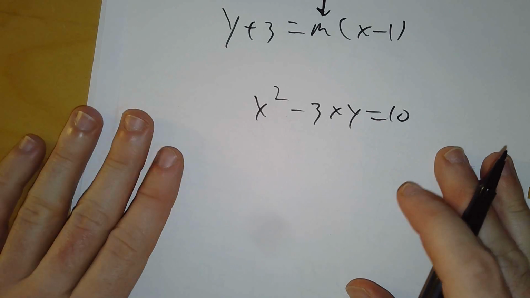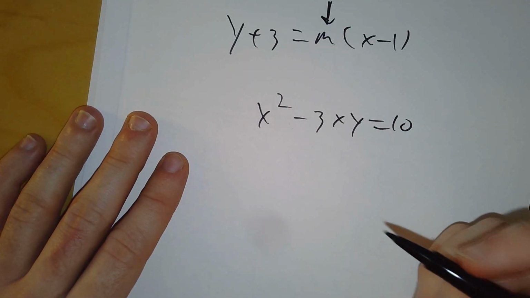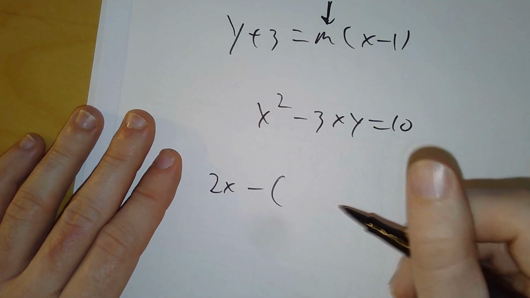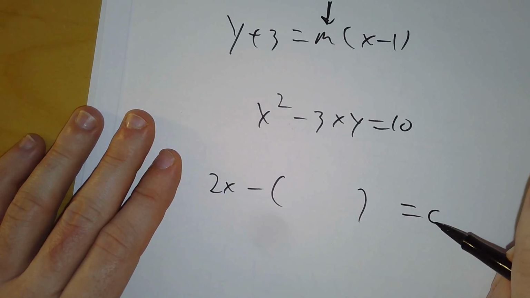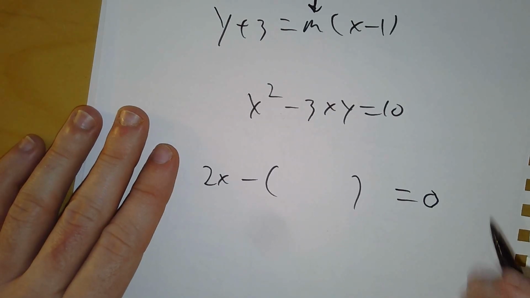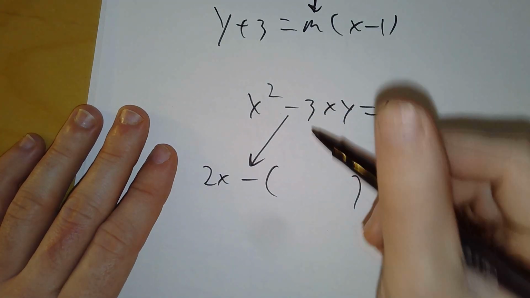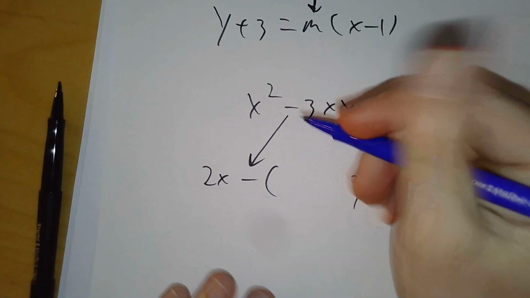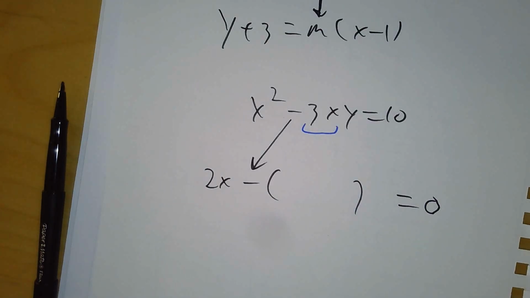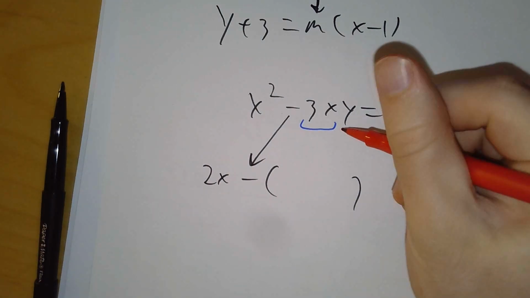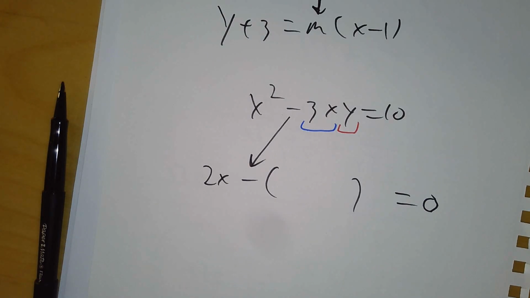Let's take the derivative of that. It's going to be 2x minus parentheses equals 0 rather, because the derivative of 10 goes to 0. This negative, again, I always do that. That's how I do it. I have two terms in my product rule. I have 3x on the left, I have y on the right. So the derivative is lefty right plus righty left.